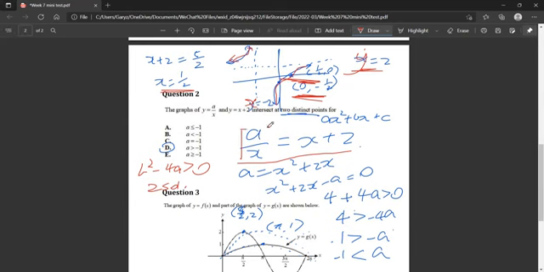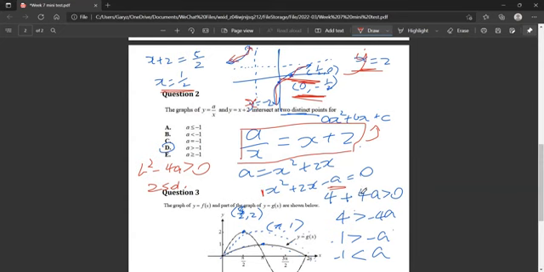So we have to rearrange this equation into the form of a quadratic. And to do that, we just times everything by x. So we get a is equal to x squared plus 2x, and then it becomes x squared plus 2x minus a equals 0. And now we take the discriminant, where b is 2, so b squared is 4. And minus 4ac: a is, in this case, 1, and c is -a. Therefore, -4 times 1 times -a becomes positive 4a.